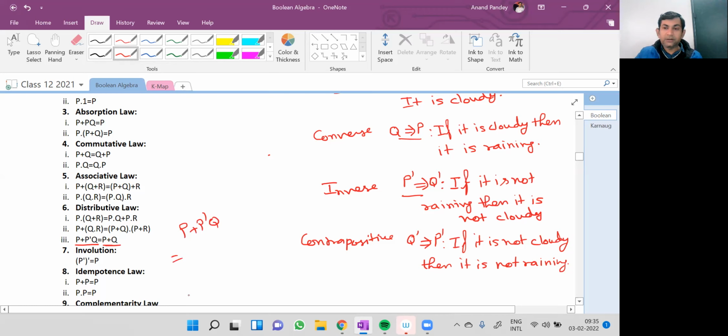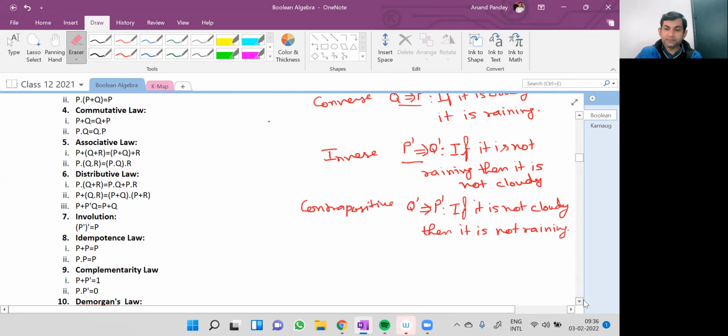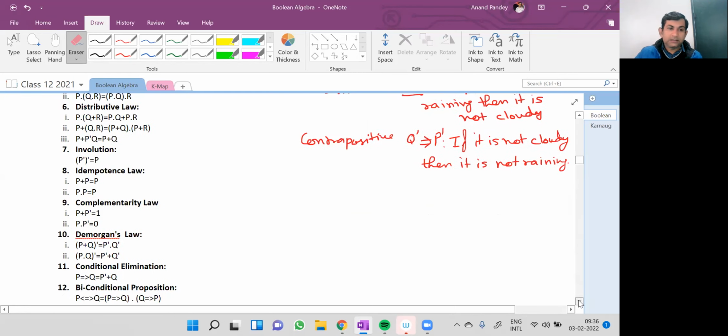Apply distributive law. I'm putting the bracket now. I think it is clear. p plus p dash नहीं, it will discuss. I will discuss it afterwards. बाद में ये लॉ बाद में बताते हैं. चलो आगे चलते हैं. Involution.